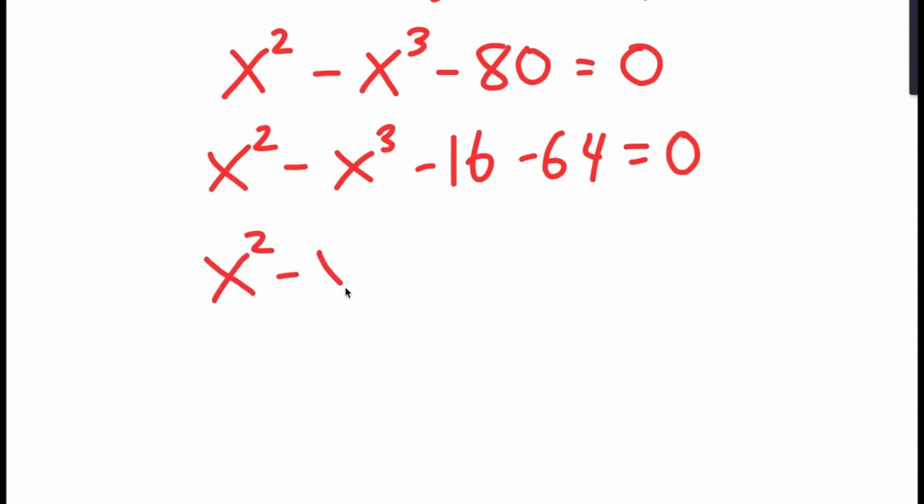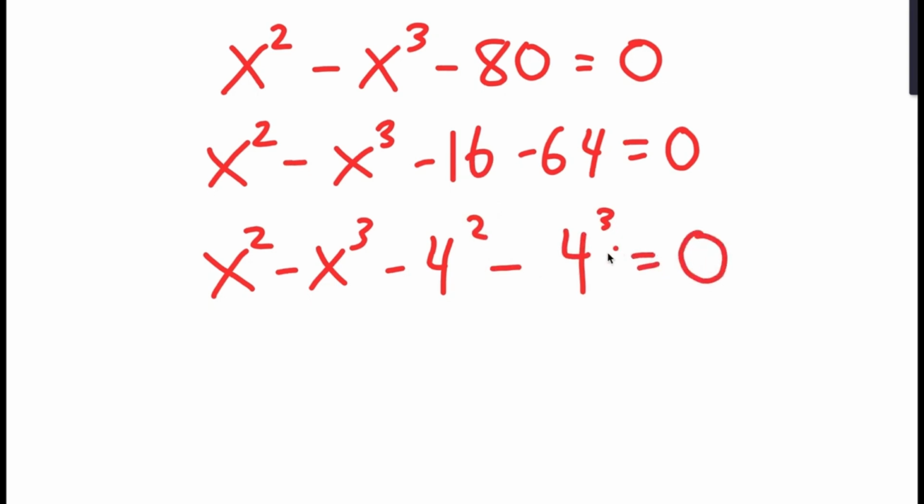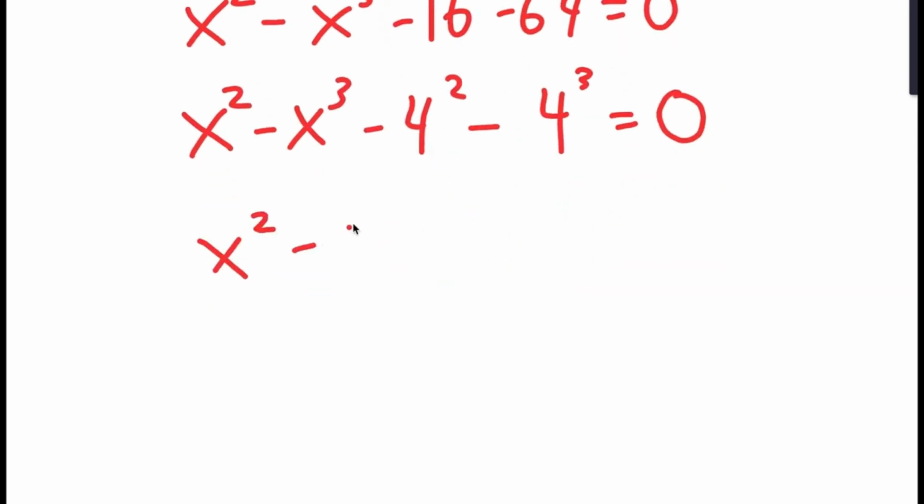Now, I'm going to first rewrite negative 16 as negative 4 squared, and negative 64 as negative 4 to the power of 3. And I'm going to group x squared with negative 4 squared, and x to the power of 3 with negative 4 to the power of 3. So now there's two properties that I'm going to use.